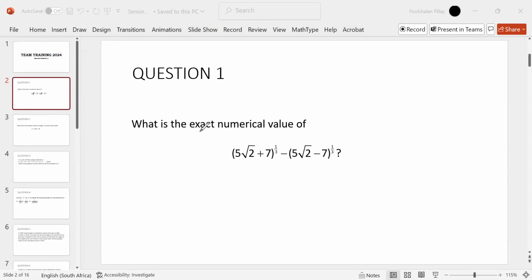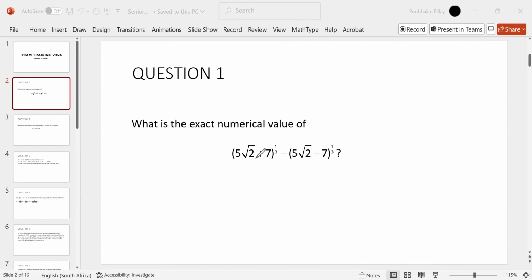Okay, so the question here is, what is the exact numerical value of this number? It's looking quite frightening because it's a cube root of something which has got a square root, and then you're subtracting something which is similar to that. And without a calculator, this looks as if this is impossible. But now you will see the power of mathematics. Most of the mathematics you know to see how you can solve this problem.